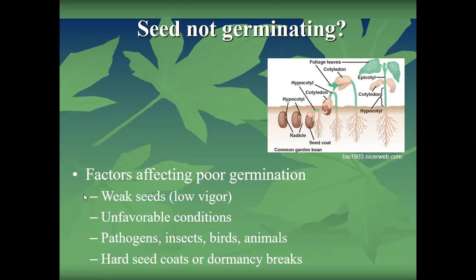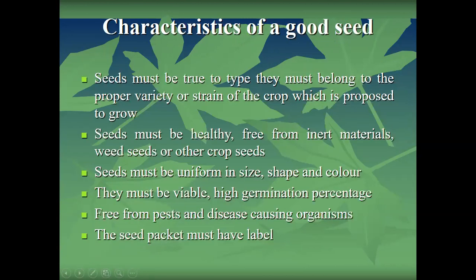So continuing here, unfavorable conditions, pathogens, insects, birds, and animals affecting it, and then the hard seed coats. Those are the major reasons for seeds not germinating. But what are some of the characteristics of a good seed?